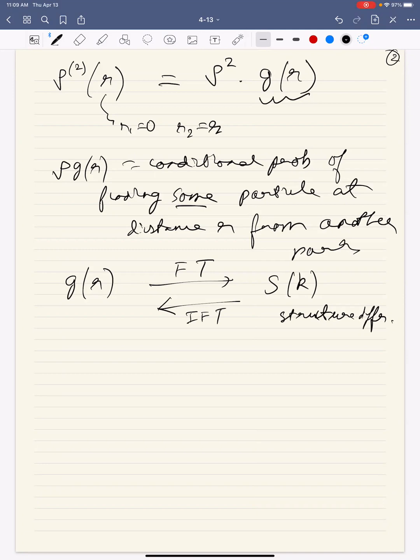What we are going to do now is to really show you the power of the physics that G of R captures. Okay, so we will work through it. Chandler does it in the book, and I'm going to give you more intuition as to why it actually makes sense.